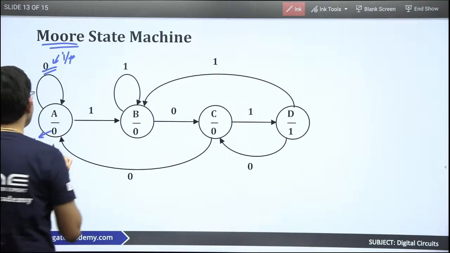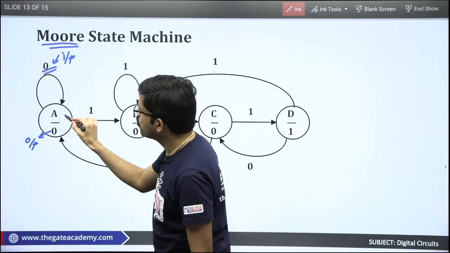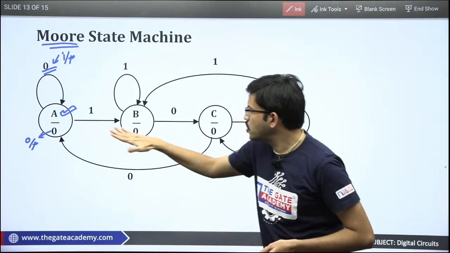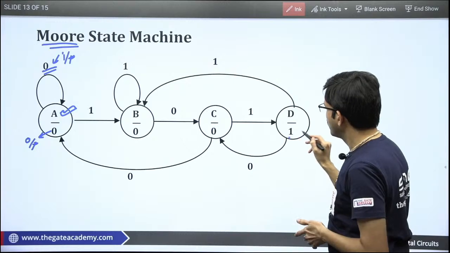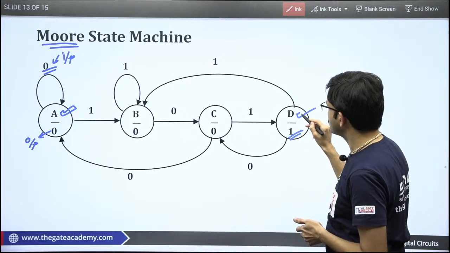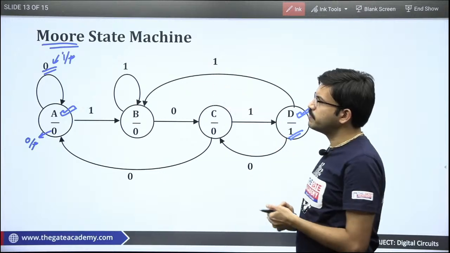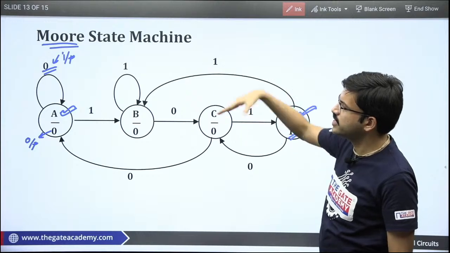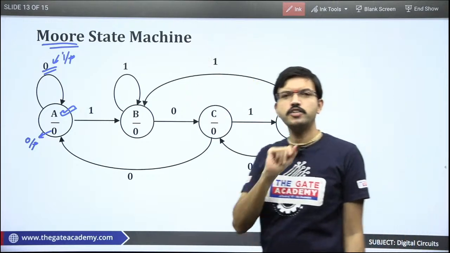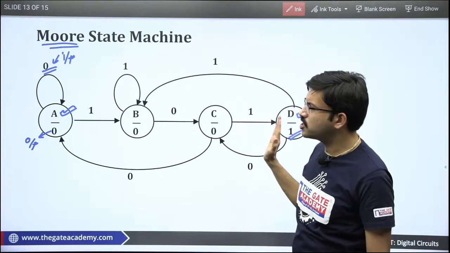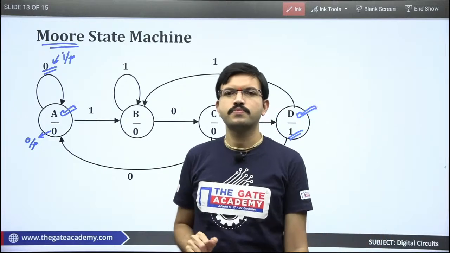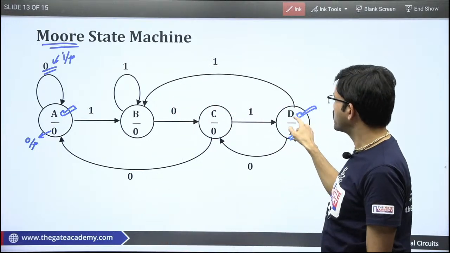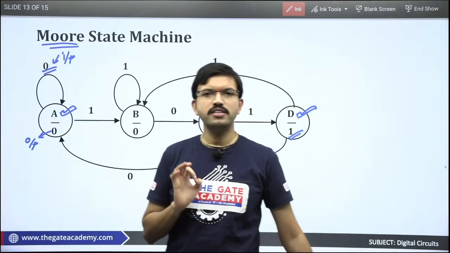Here whatever the value you have in the circle, that is nothing but output. Now if you carefully observe, output depends on what? Only the present state. Here output is 0, output is 1. Here you get output 1 when the present state is D. So the Moore state machine is where the output depends only on the present state. Now can you tell me whether this is an example of a sequence circuit or not? Here output depends only on the present state.